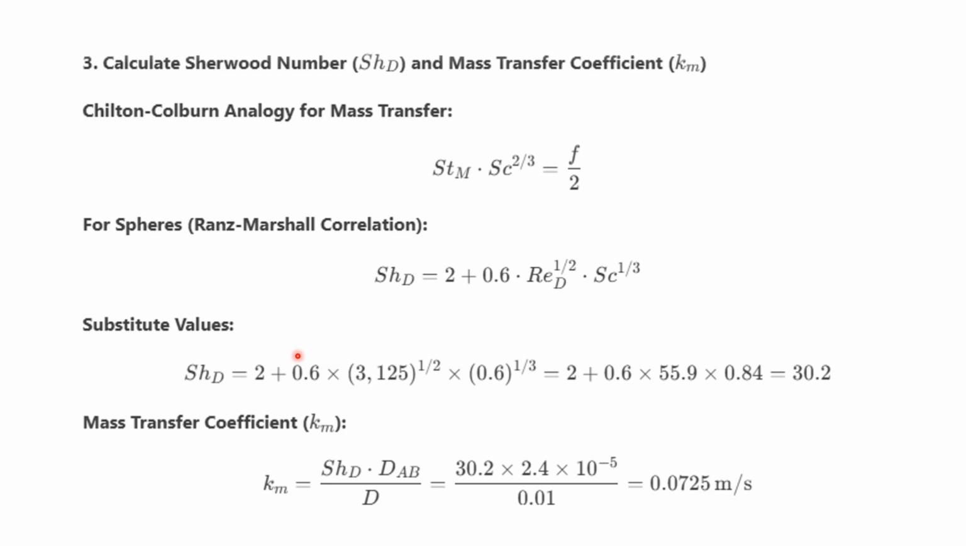Next, we need to calculate mass transfer coefficient. Mass transfer coefficient is given by a simple formula, that is Sherwood number into diffusivity divided by diameter. Sherwood number we have calculated, that is 30.2. Diffusivity is given in the question to be 2.4 into 10 to the power minus 5, divided by 0.01, that is the diameter, which is in meter. So after calculating this, we get mass transfer coefficient as 0.0725 meter per second. So I hope you are clear until this.